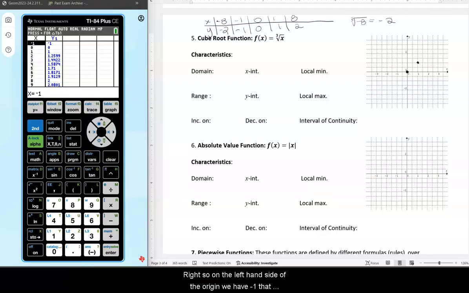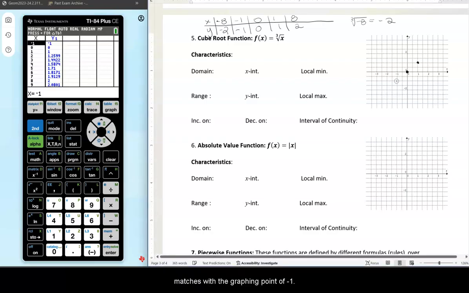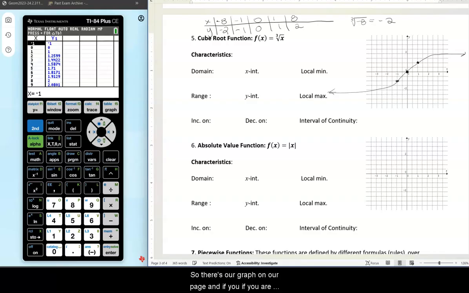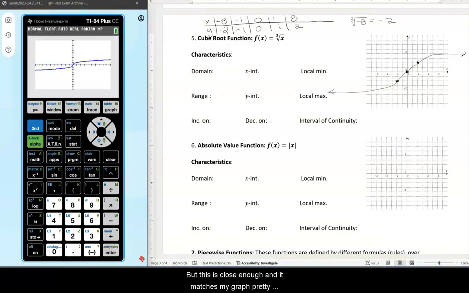Right, so on the left-hand side of the origin, we have -1. That matches with the graphing point of -1. And once again, way over here at -8, we finally get to -2. So there's our graph on our page. And if you are comfortable graphing with fractions, you certainly could have estimated those fractional values on the y. But this is close enough, and it matches my graph pretty well.